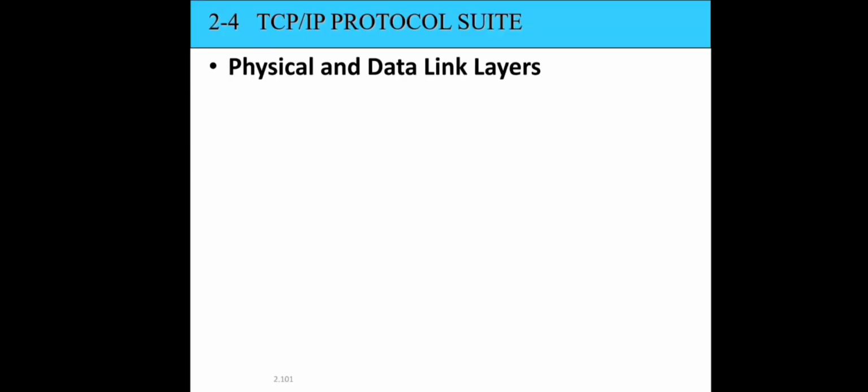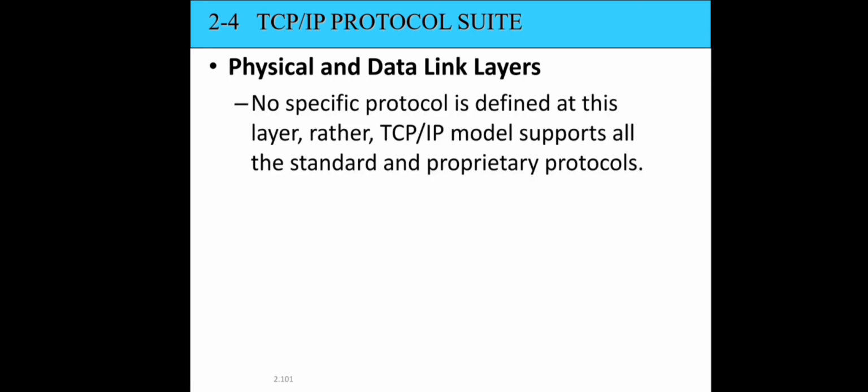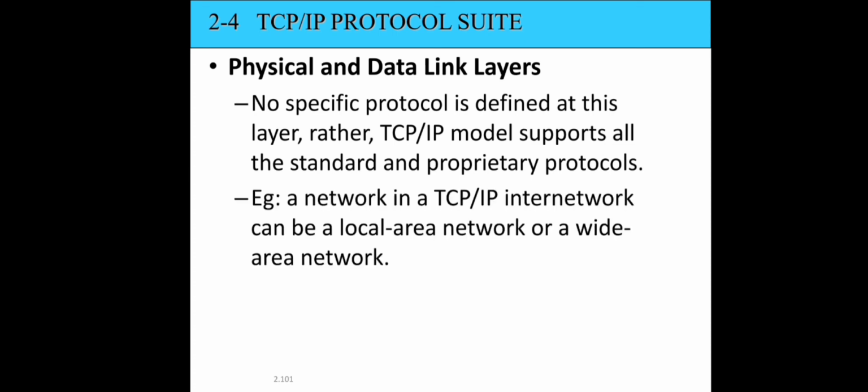Now we are moving to the next layer, that is the physical and data link layer. No specific protocol is defined at this layer, rather the TCP/IP model supports all the standard and proprietary protocols. For example, if the underlying network is a WAN, the corresponding protocols will be supported, or if it is a LAN, the corresponding Ethernet protocol will be accepted or supported by this TCP/IP reference model.